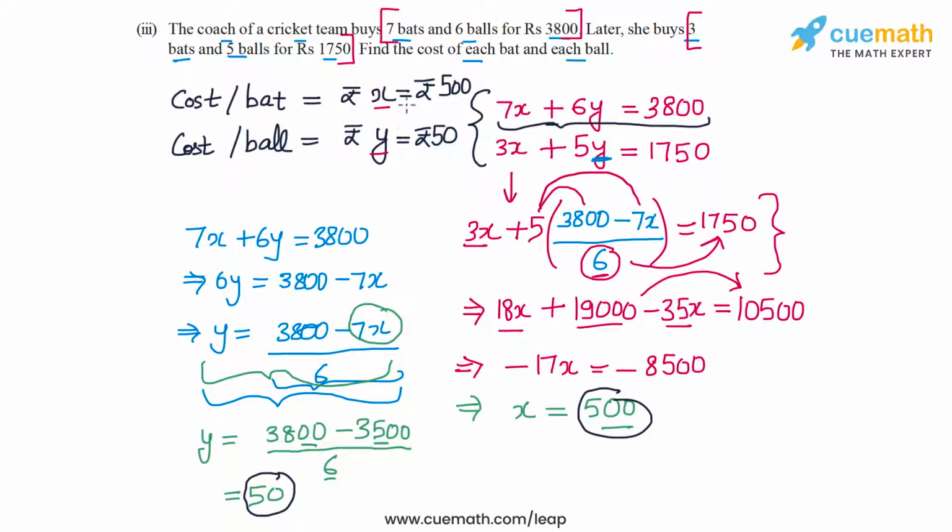And now we can verify whether our values are correct. 7 bats and 6 balls should cost 3,800. So 7 bats will cost 3,500 and 6 balls will cost 300, and the total is 3,800. So the first piece of information gets validated. And then we have 3 bats which will cost 1,500 and 5 balls which will cost 250. So 1,500 plus 250 is 1,750. So we also find agreement with the second piece of information. So the final answer is that the cost per bat is rupees 500 and the cost per ball is rupees 50.